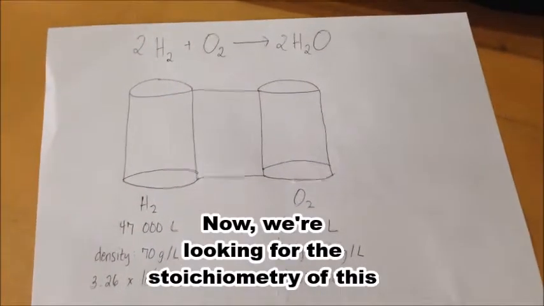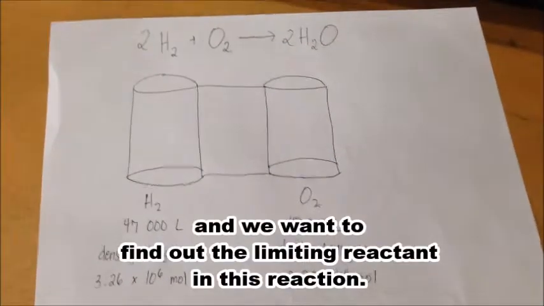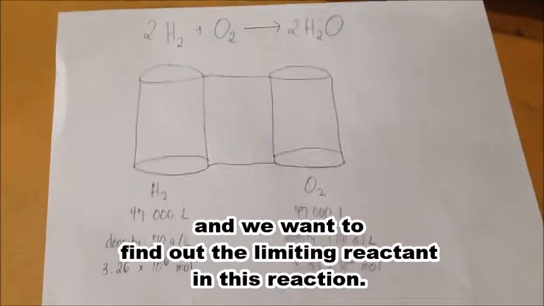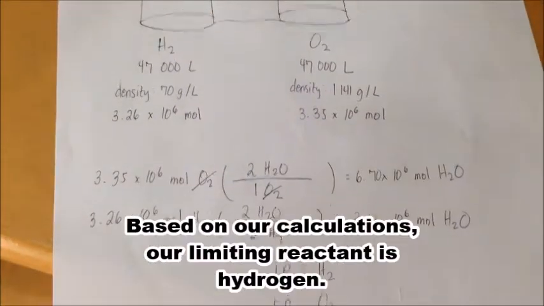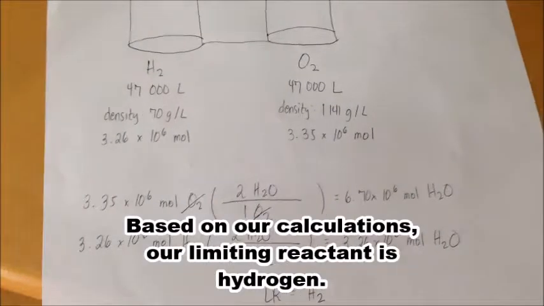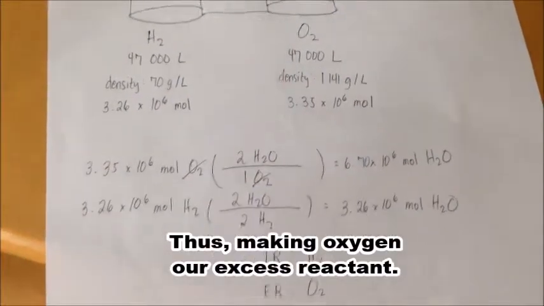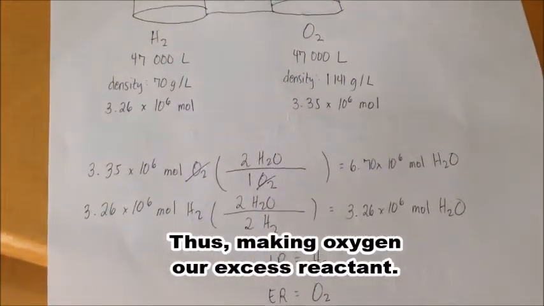Now we're looking for the stoichiometry of this, and we want to find out the limiting reactant in this reaction. Based on our calculations, our limiting reactant is hydrogen, thus making oxygen our excess reactant.